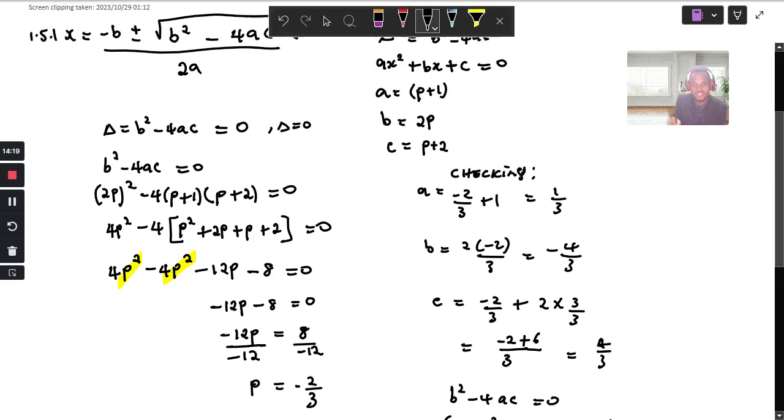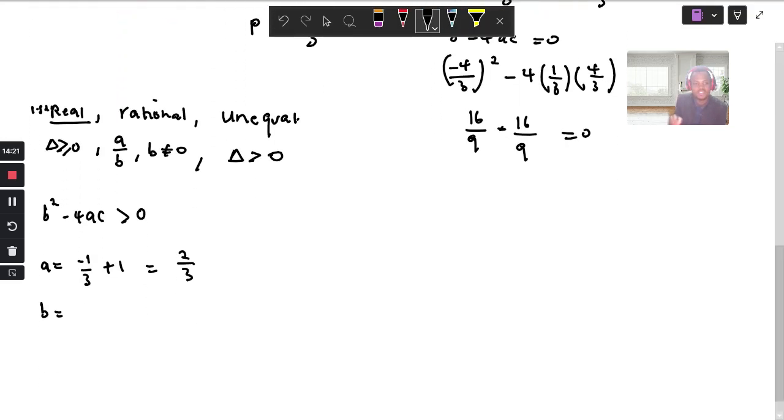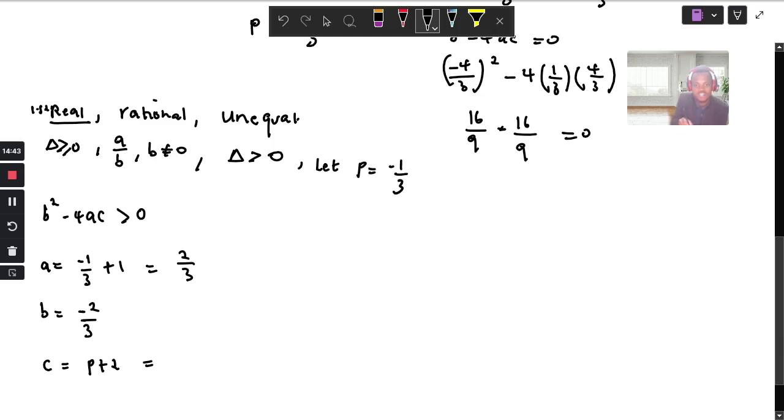B is 2p. So if you say 2 times minus 1 over 3, it just becomes minus 2 over 3. So let me check for c now. C is p plus 2, where p is our p. Please, I said let p be equal to minus 1 over 3, which is a value that is greater than that one of minus 2 over 3.